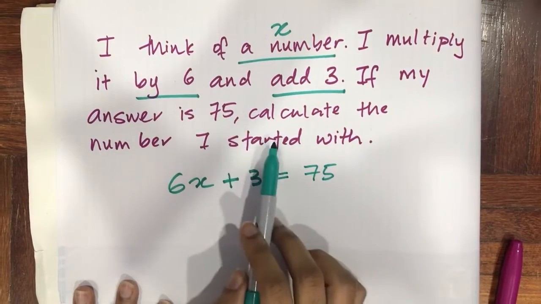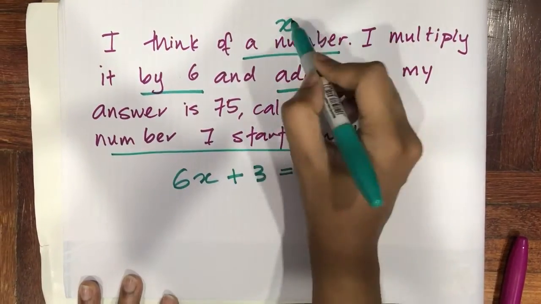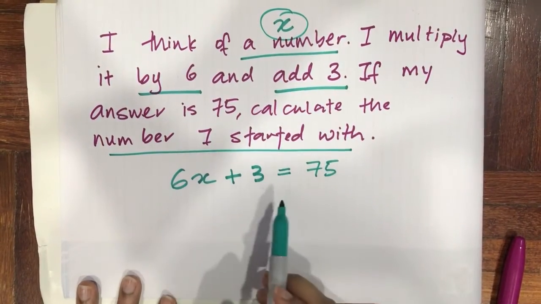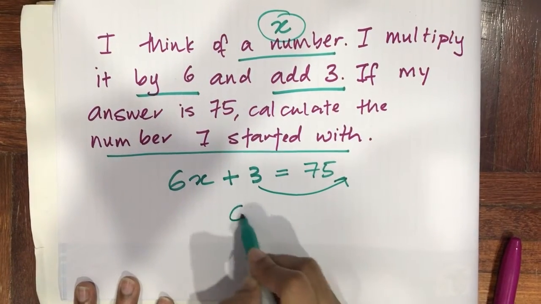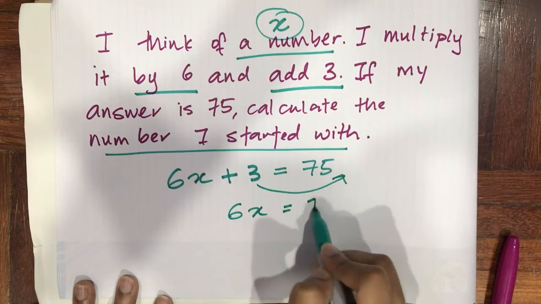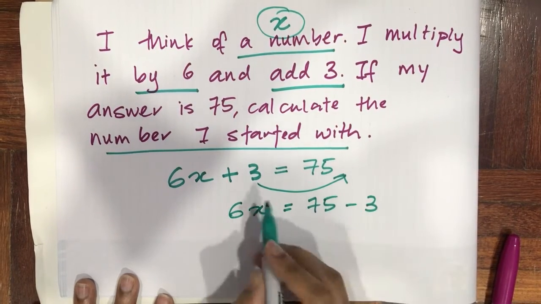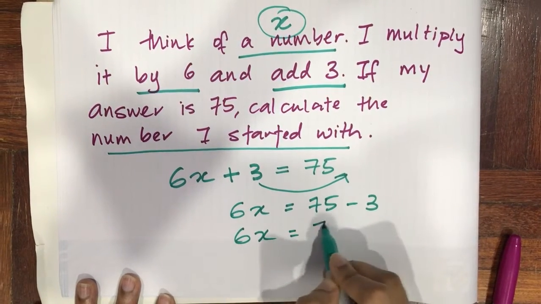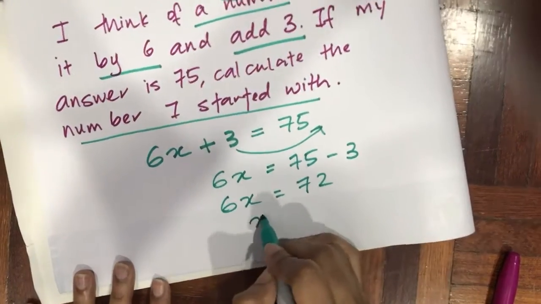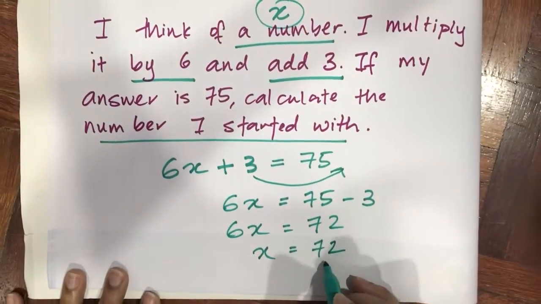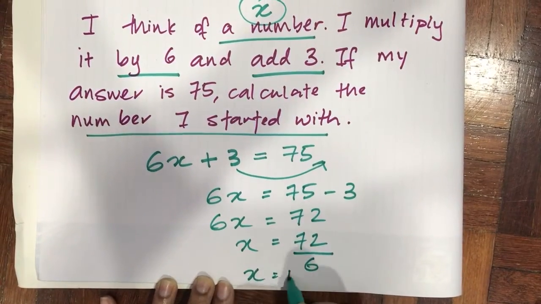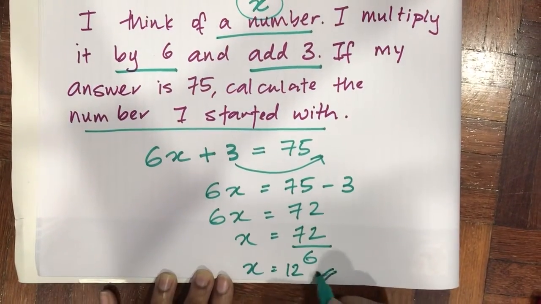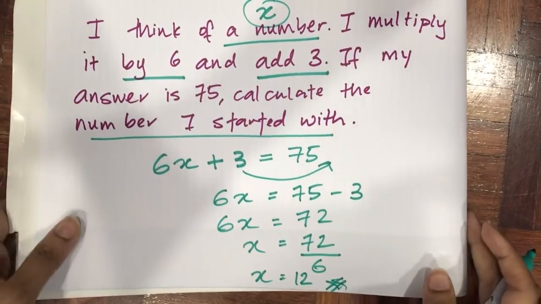So calculate the number I started with. The number I started with is the x. So basically find x, so solve for x. So I bring 3 over to this side. So plus 3, I will get minus 3. So 6x equals 72. And then x will be 72 divided by 6, which is 12. So that's how you do it. We'll look at another question.